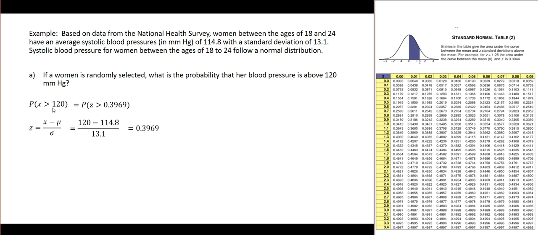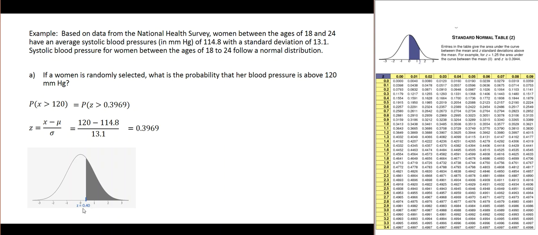Instead of the probability of X being greater than 120, that's going to be equivalent to the probability that our z-score is greater than 0.3969. So we'll go ahead and draw our normal curve and mark our z-score. I've marked it as 0.40 because the z-score table on the right only goes to 2 decimals for the z-score. If you were using a TI calculator or Excel, something like that, you could use the full 4 decimals. But our z-score table is pretty limited to 2 decimals, so we'll just go ahead and mark that.